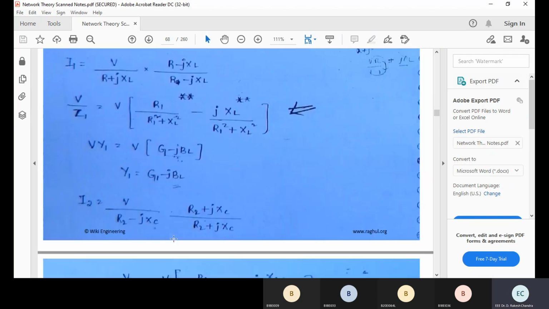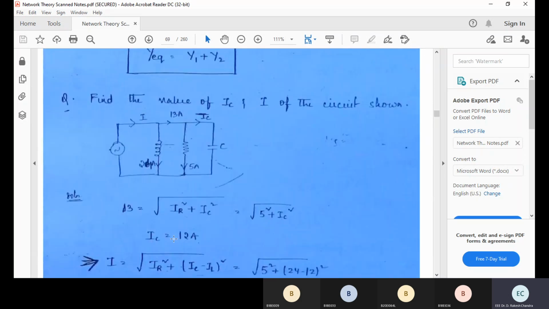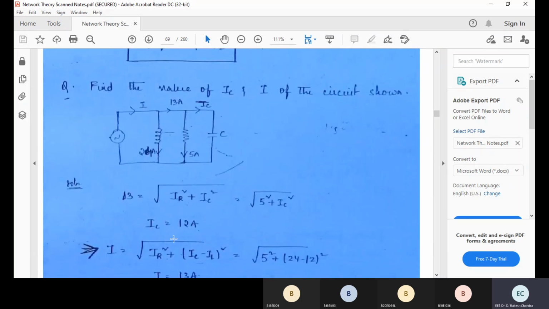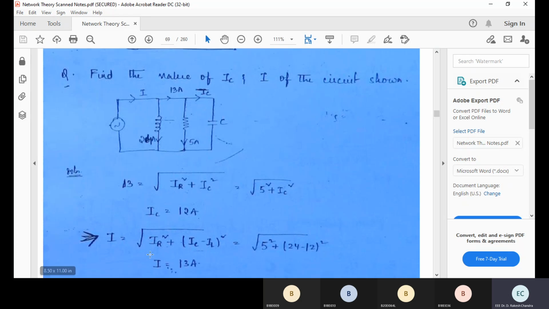So your RC parallel circuit. Find the value of IC of the current shown in the figure. See, the total current expression: I is equal to root of IR square plus IC square. The total current through IR and IC is 13, root of IR square plus IC square. So from that your IC is equal to 12. For RLC, the total current expression is I is equal to root of IR square plus IC minus IL whole square.